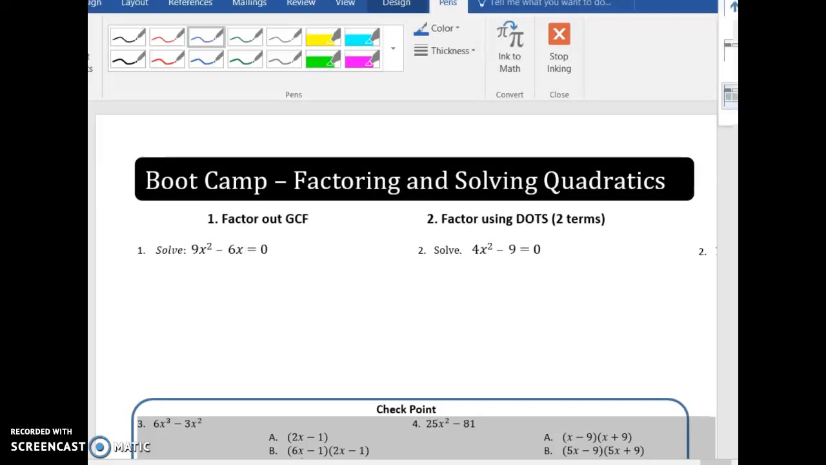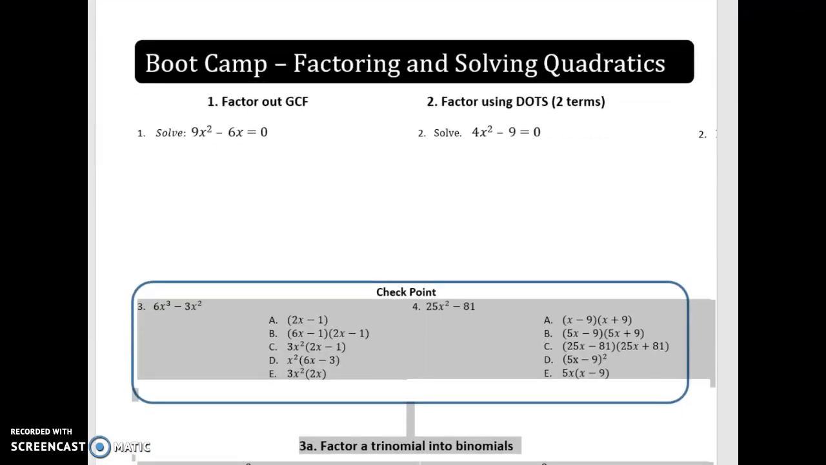All right, here we go on your factoring and solving quadratics. Sometimes we need to factor out the GCF. In this case, I see that I can factor out both a 3 and an x. So then you will have left inside 3x minus 2.